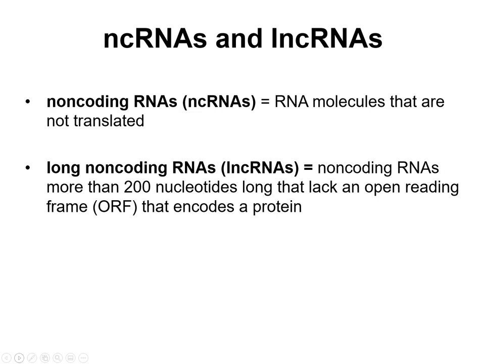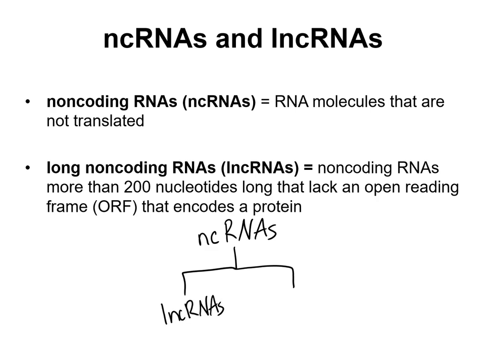Within that, there are these long non-coding RNAs. So let's do a little bit of a diagram. So we have non-coding RNAs. Within that, we've got several different types. The long non-coding RNAs, we could have, for example, tRNAs. You remember those guys? There's ribosomal RNAs. So these are all non-coding RNAs, and we're going to add to this list. But I just want to make sure that we get that terminology right.